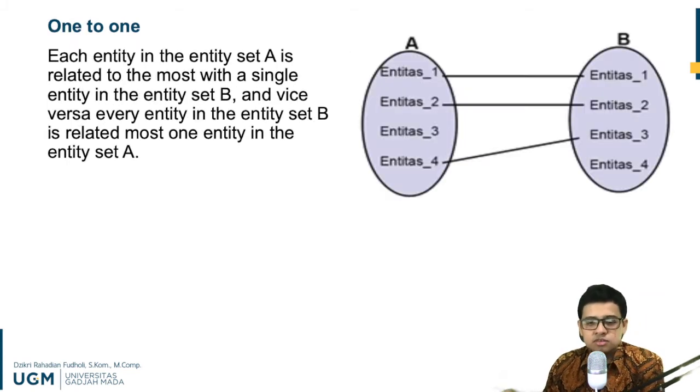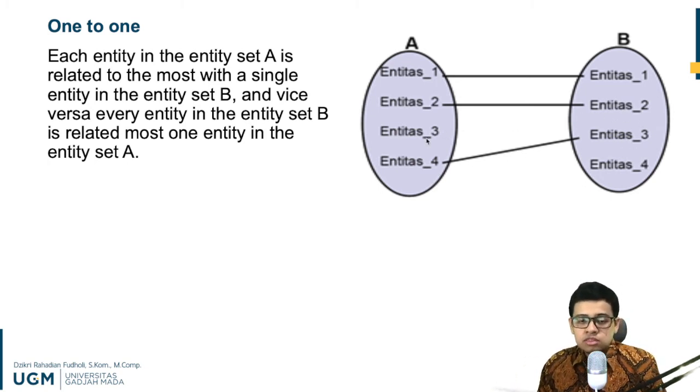The first one is one-to-one. So we have 2 entity sets, and we can have a relationship. Each entity is connected to one and only one entity on the other side. So we have here, for example, on the entity set A, entity 1, and in the entity set B, entity 1. So 1 and 1 are connected, 2 and 2 are connected, 3 is not connected to anyone, that's fine, 4 is connected to 3, and that's one to one.